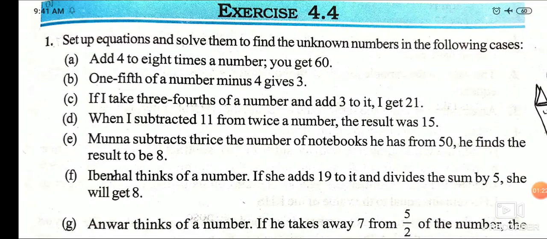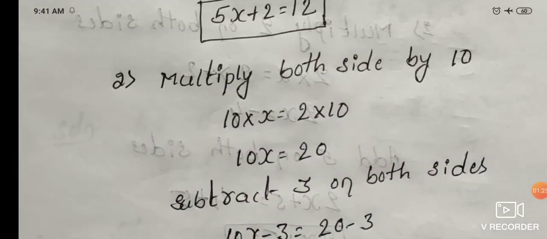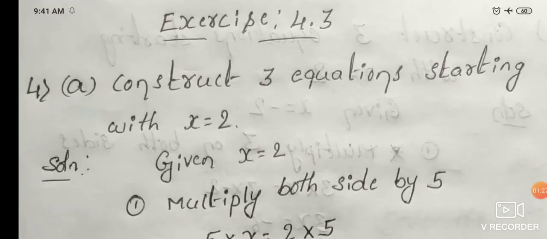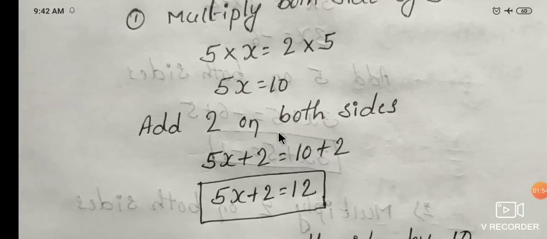Exercise 4.3, construct three equations starting with x is equal to 2. First step, solution. Given x is equal to 2. To construct that, first we shall multiply both sides by 5. It is your choice; you can multiply by any number. Generally I took 5. 5x is equal to 10. Next we shall add 2 on both sides. Then that becomes 5x plus 2 is equal to 10 plus 2.